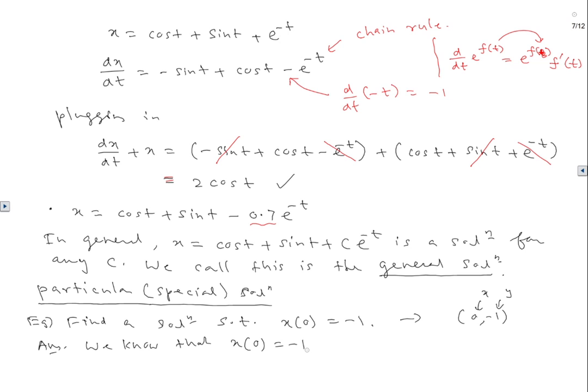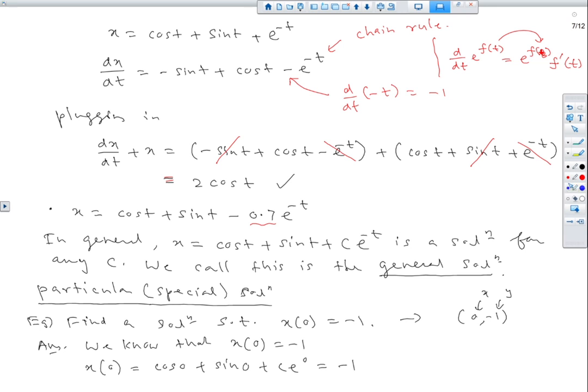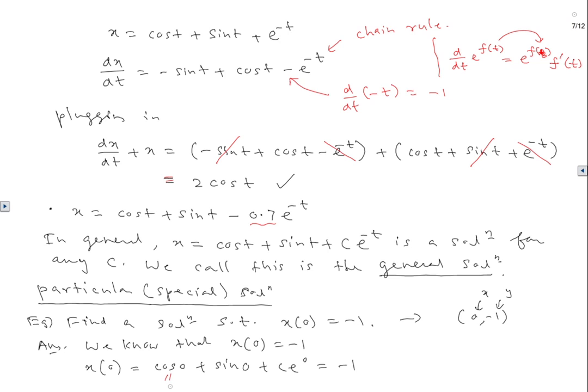So that means we're going to plug in x = 0 into the function. It is cosine 0 plus sine 0 plus c e to the 0, and we're going to say this is equal to -1. We know that cosine 0 is 1, sine 0 is 0, and e to the 0 is 1. So what do you get? You're going to get 1.